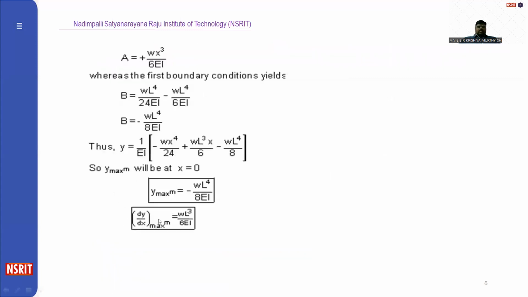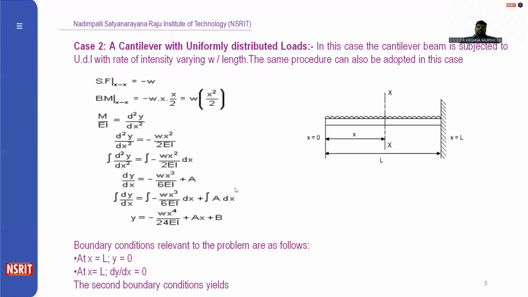Both the equations I got as A is equal to wL cubed by 6EI and B is equal to minus wL power 4 by 8EI. So thus y is equal to 1 by EI times minus wx power 4 by 24 plus wL cube x by 6 minus wL power 4 by 8. The max deflection will be at position x is equal to 0. So y max is equal to minus wL power 4 by 8EI. Okay, I hope everyone is clear.